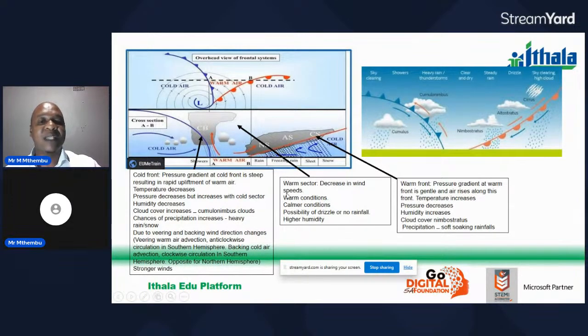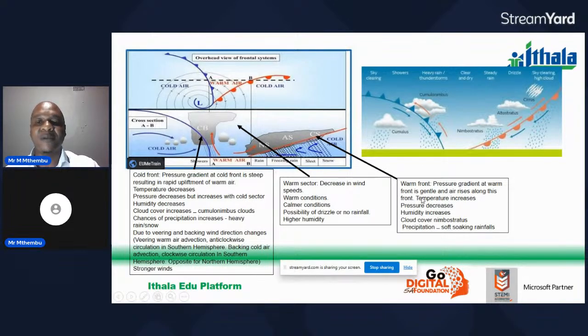So right here in the warm sector, what happens? There's a decrease in wind speed. Warm conditions are prevailing. Remember, when I said when the warm front passes, what conditions are going to be left behind? In this area as well, there will be calmer conditions, possibility of drizzle or no rainfall. There's a higher humidity, but when the cold front is approaching, it's a different case. Remember, the cold front is after the cumulonimbus clouds.